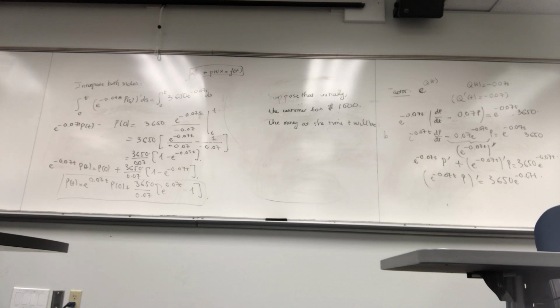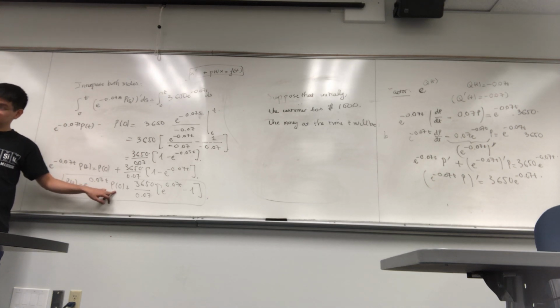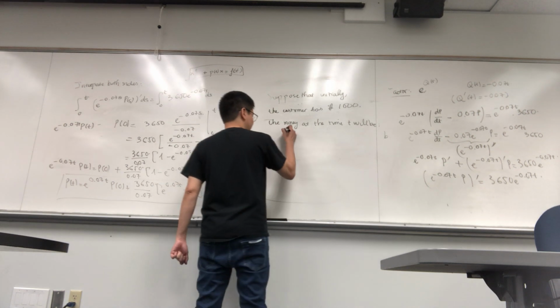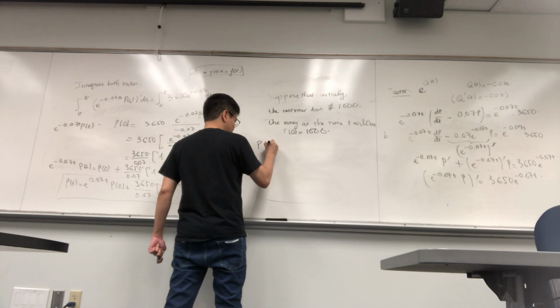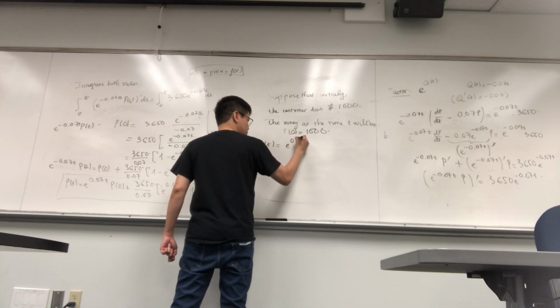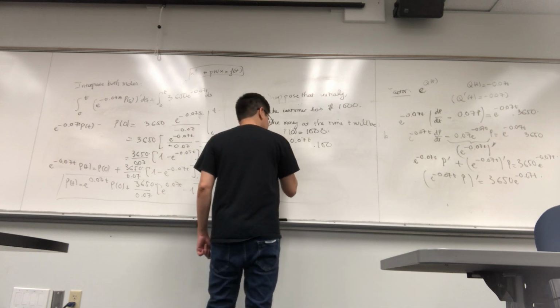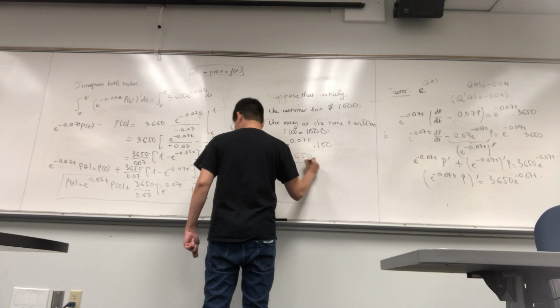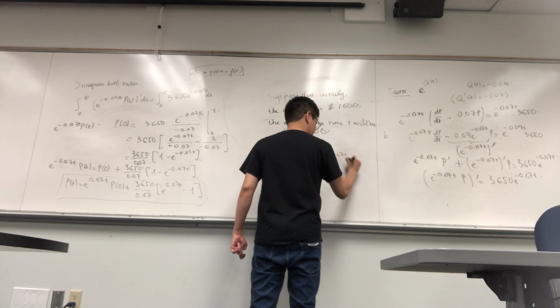Anyone else? Yes? You take the formula that we found and you replace P0 with 1,000. So we're going to take this formula. The initial condition will be P0 is 1,000, right? So P0 will be 1,000. So the money at time T will be e to the 0.07t times 1,000 plus 3650 over 0.07 times e to the 0.07t minus 1.